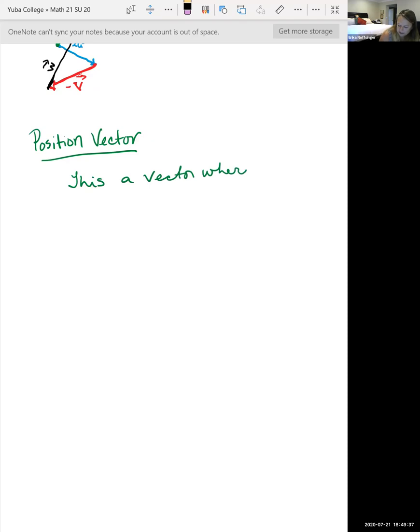Okay, so we're continuing on vectors. And so now we're going to look at a vector, and it's called a position vector. I believe that's what it's called. Yeah. So the position vector, this is the vector where the initial point is at the origin.